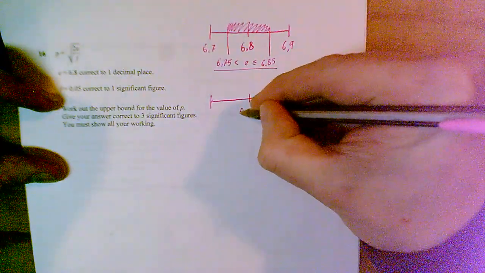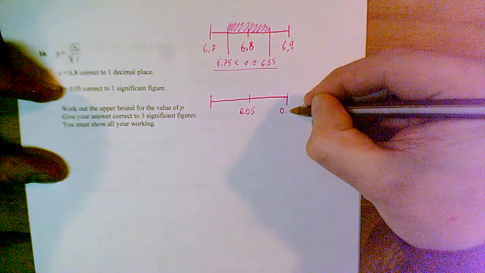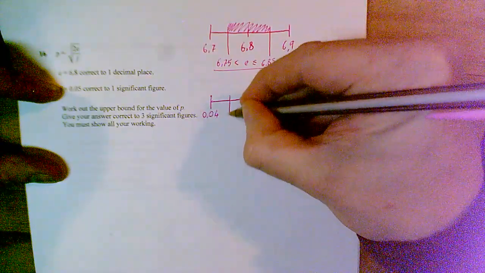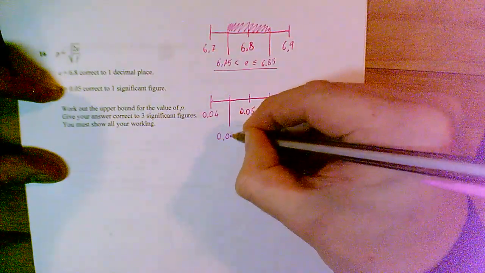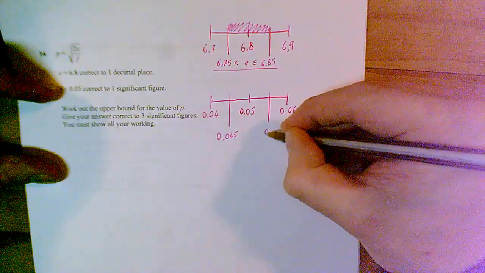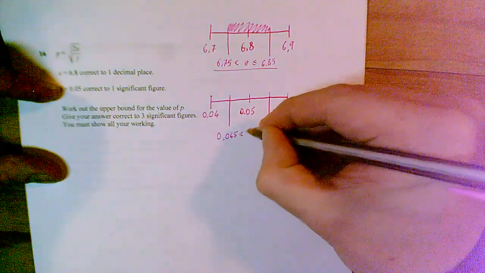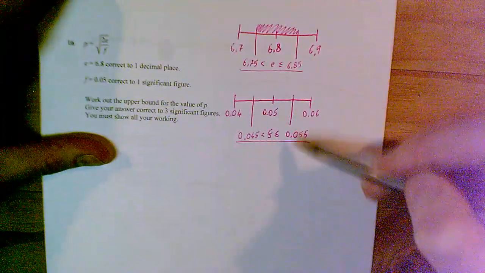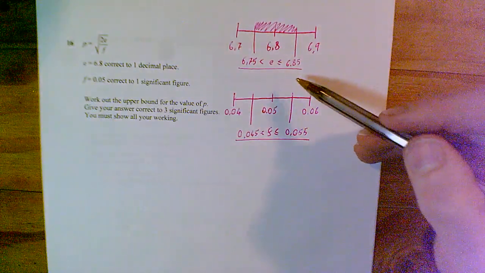F is 0.05 correct to 1 significant figure, where the next highest up from that is 0.06, the next down is 0.04, so it's got to be somewhere in this range between 0.045 and 0.055. So F is somewhere between those two. Now, working out those ranges is the most important thing to do to start.